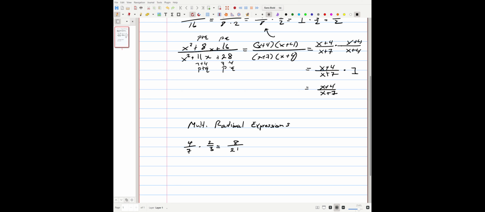Now, if we had anything to reduce, we could have reduced it over here. So this is actually just going to be the simplest form, and there's nothing left to do here.